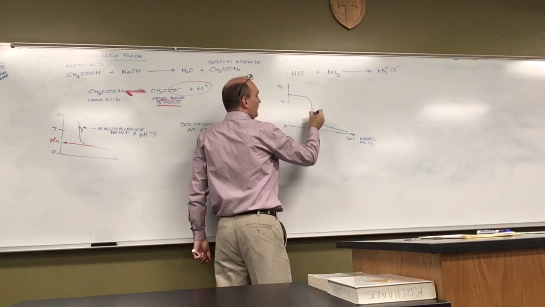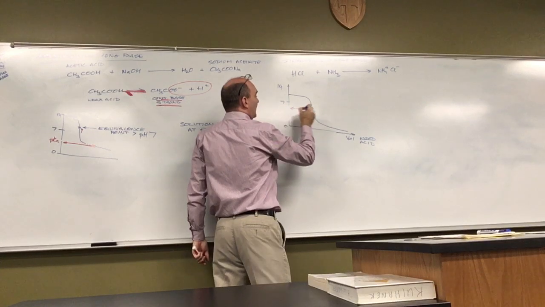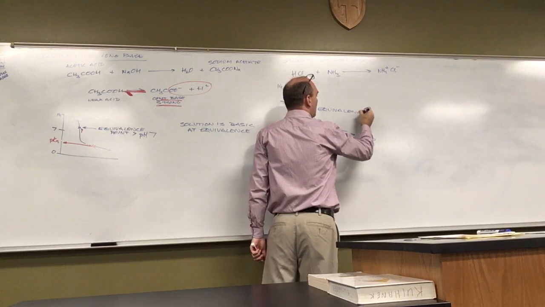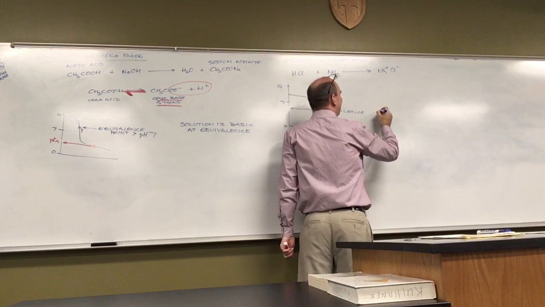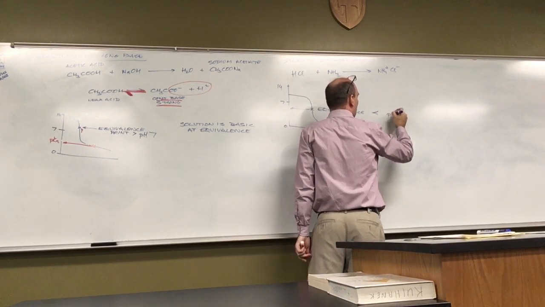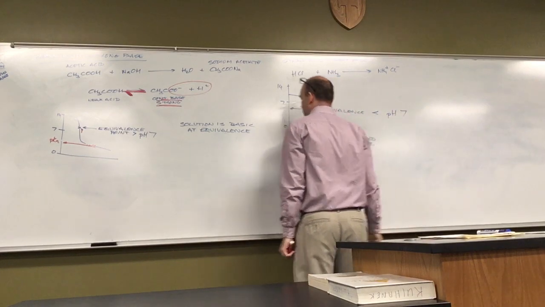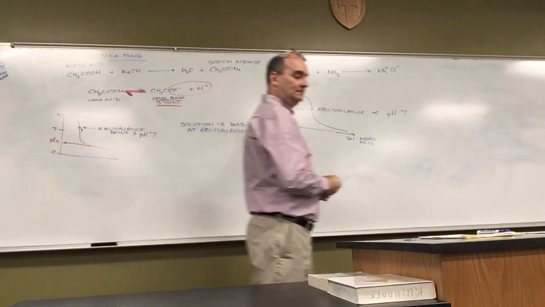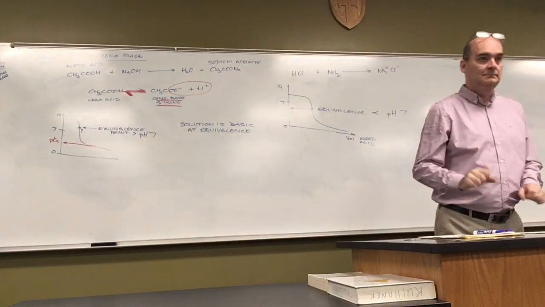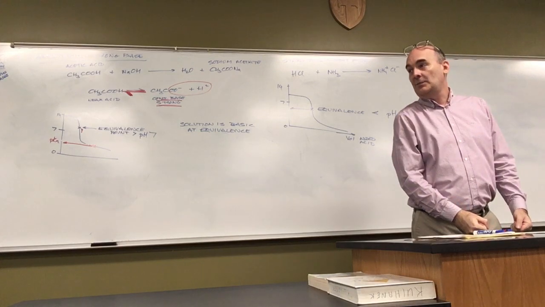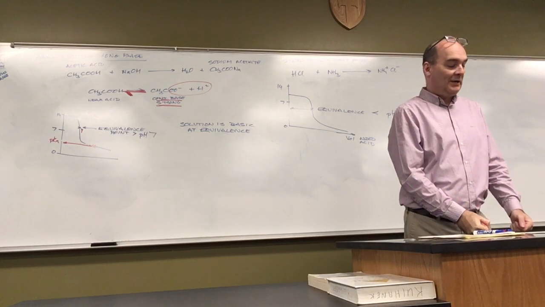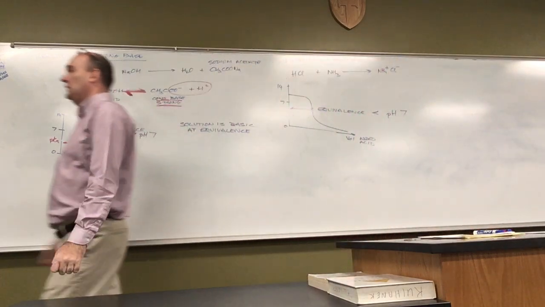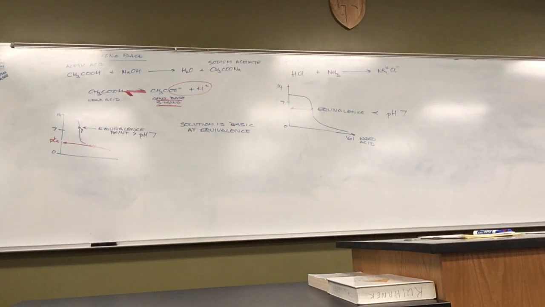Halfway down that curve, here's my equivalence point. Now my equivalence point is less than pH 7. Okay. All right, let's take a break and we'll come back and we'll do some math. A bit of math. We're going to do some Kas and some pKas.